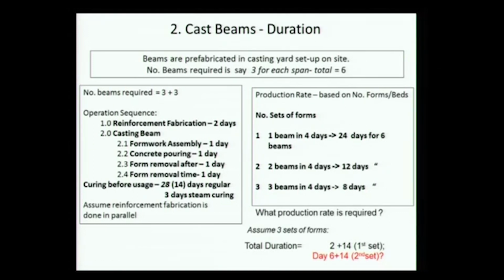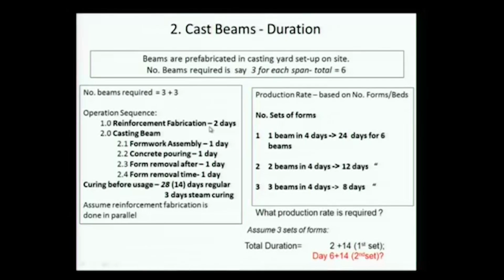Now if we take this beam duration for casting beams, let's get into a little bit of detail and see if these numbers here are right, or can we come up with different numbers. First of all, when we take casting a beam we need 6 beams cast, and how many days does it take to cast a beam? So can reinforcement fabrication be done in parallel? Yes. Which means what do I do?